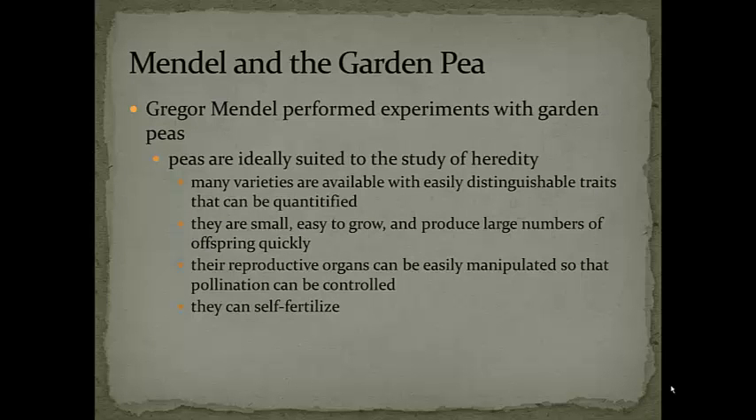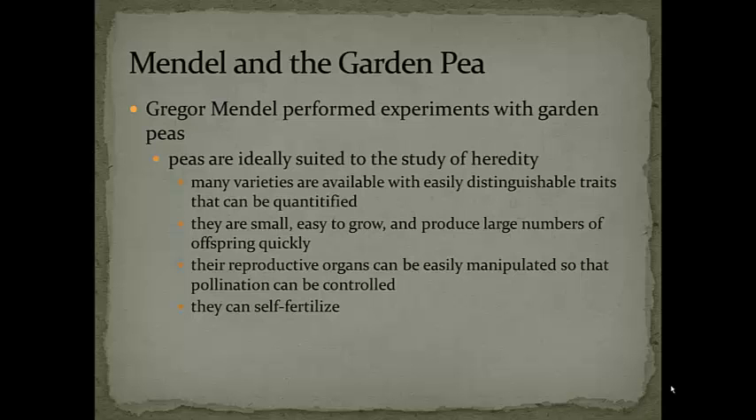So Mendel repeated Knight's experiments, and he lucked out actually because garden peas are awesome for studying heredity. There are a lot of varieties available. In fact, Mendel dealt with 22 different varieties that have really easily distinguishable traits that can be quantified. Okay, easily distinguishable, objectively determined. It's not a case of the flowers are lilac versus lavender. They're purple or they're white. Peas are also small, so they don't take up a lot of space. They're easy to grow, and they make a lot of offspring fast.